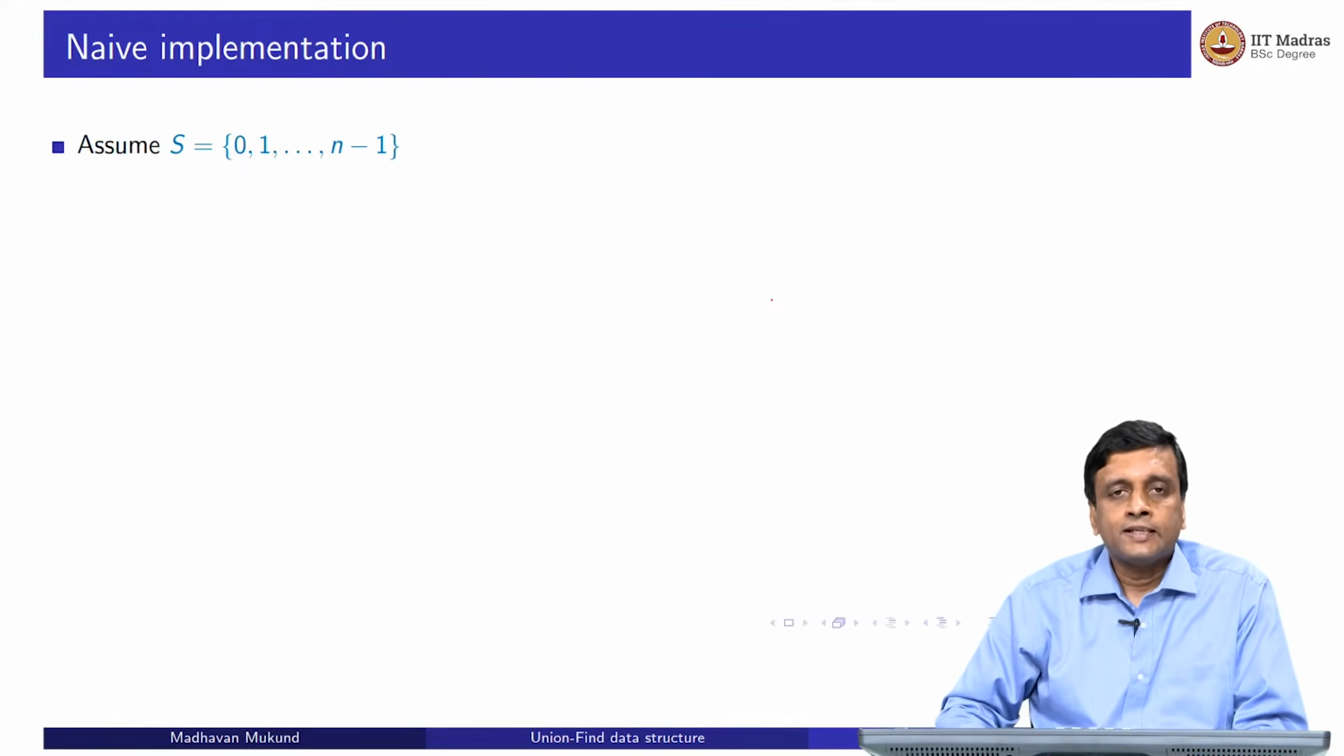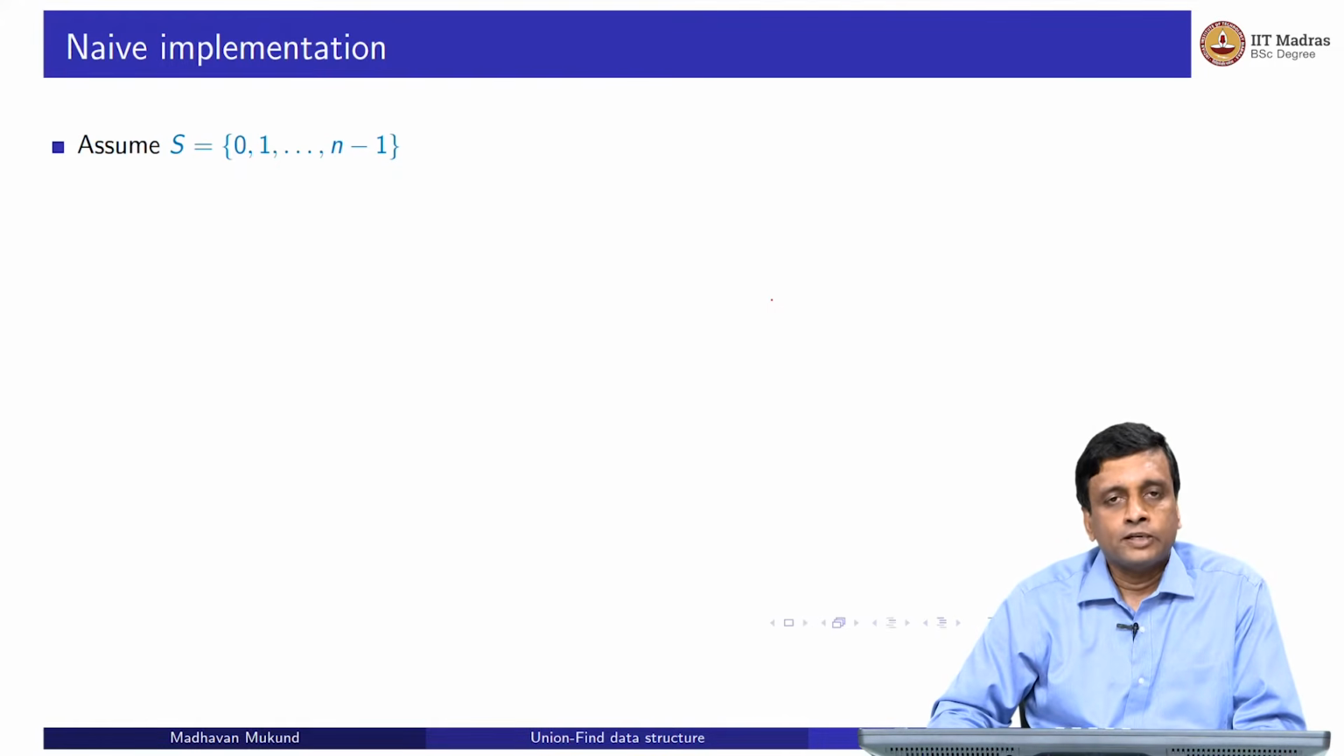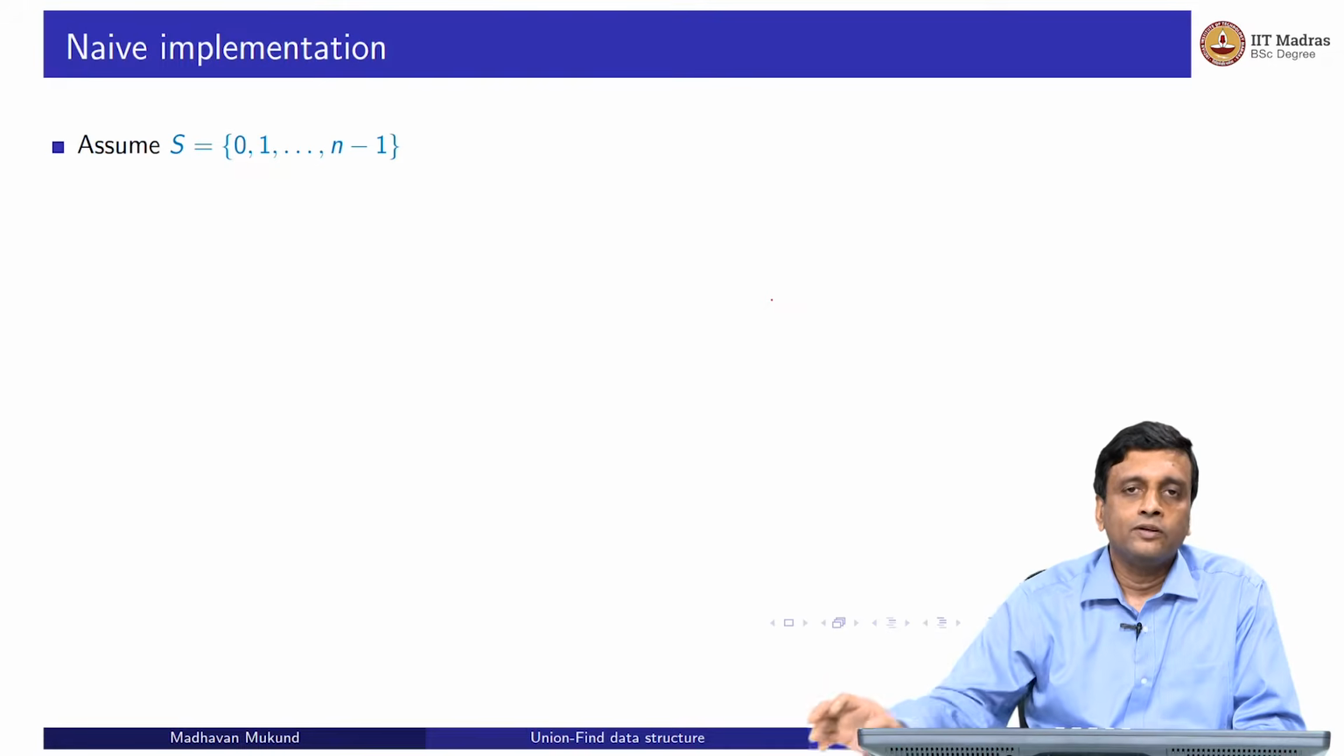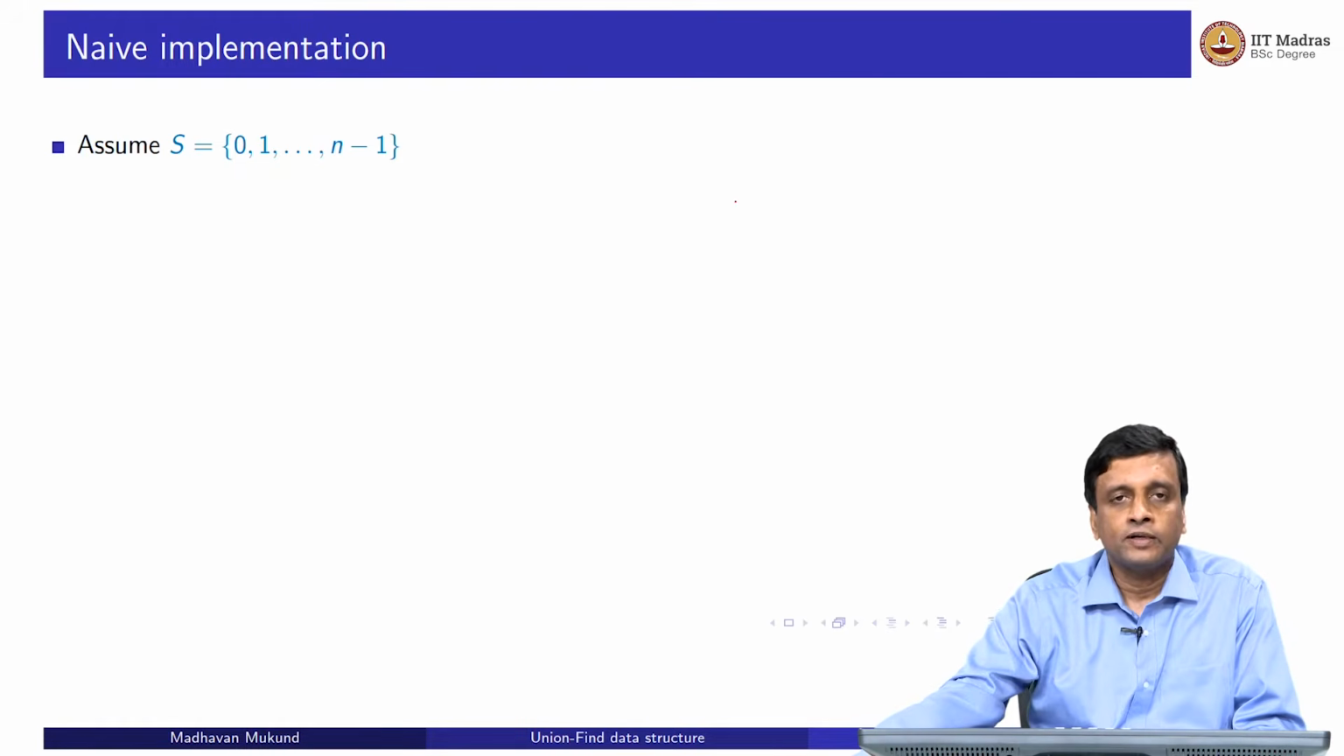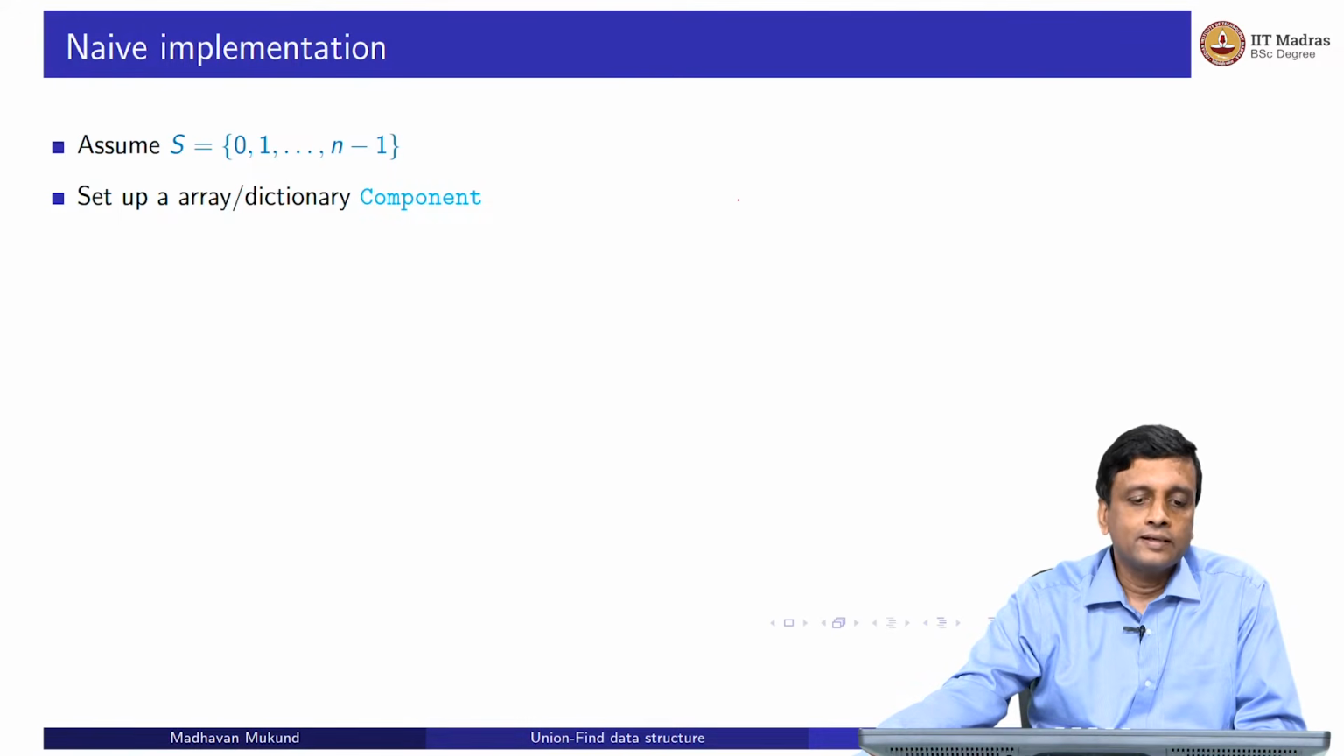So let's, for simplicity, assume that our elements are numbered 0 to n minus 1. This is what we typically do even for vertices when we deal with graphs. We typically use 0 to n minus 1 as the names of our vertex set. So we will set up a mechanism to keep track of the components, and the easiest way is to have either a list or an array or a dictionary, where now, because these are 0 to n minus 1, I can interpret these as indices in the list or as keys in the dictionary or as positions in the array.